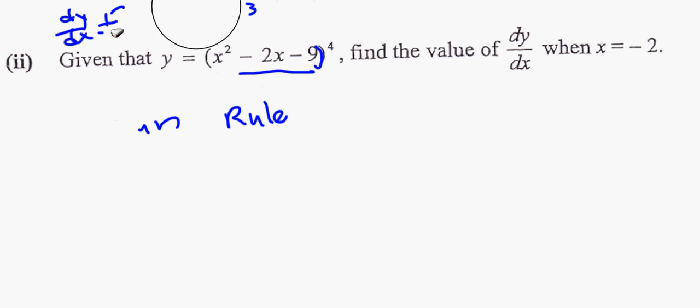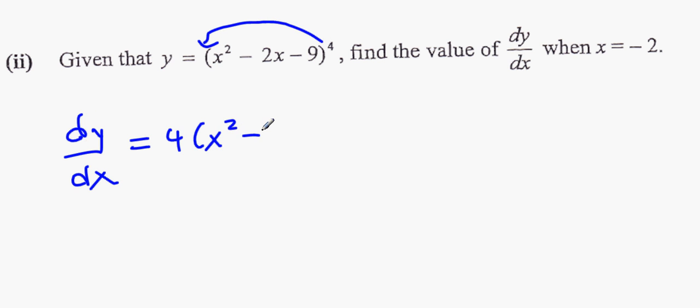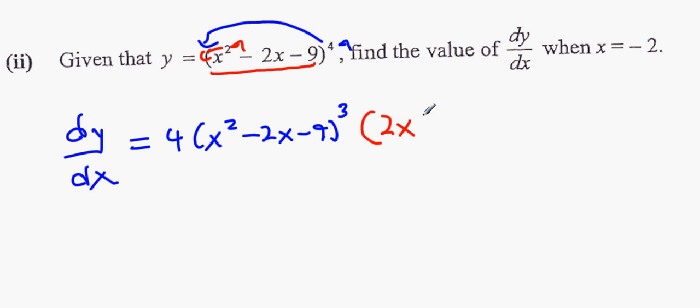Okay, so it's exactly like what we just did. dy dx, you bring the 4 to the front, you write out the bracket, you take 1 from the 4, you get 3. Now what you also have to remember, and what most people forget, is you have to differentiate what's in the bracket. So differentiate x squared, the 2 goes to the front, 2x, take 1 away from the power, so it's going to be 2x to the 1, or simply 2x.